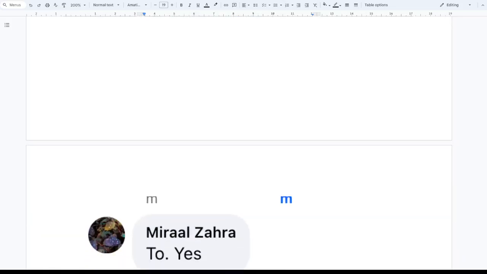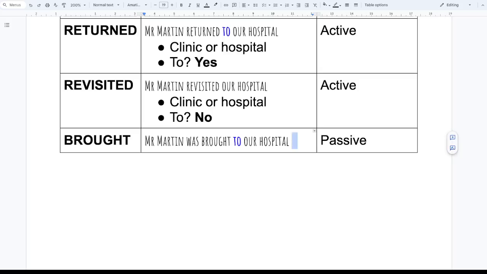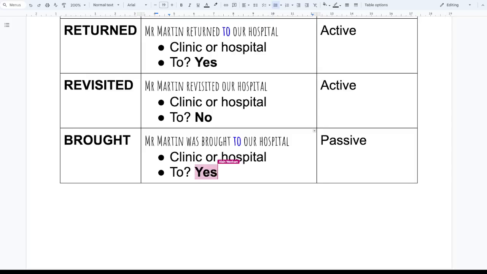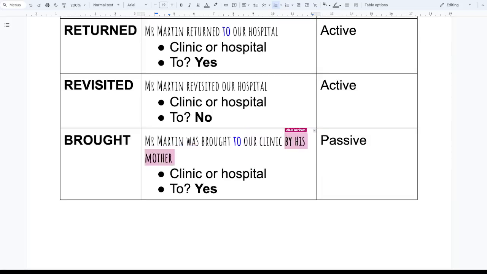Guys, to, yes. Correct. So I'm going to put this here in my diagram. Just give me 1 second. I'm just going to copy paste this because I'm lazy now. So to, yes. Brought, it can be clinic or hospital, so I can say to our clinic. It can be hospital, doesn't matter. And it's always in passive. And you can also say by his mother. So we use this for children.